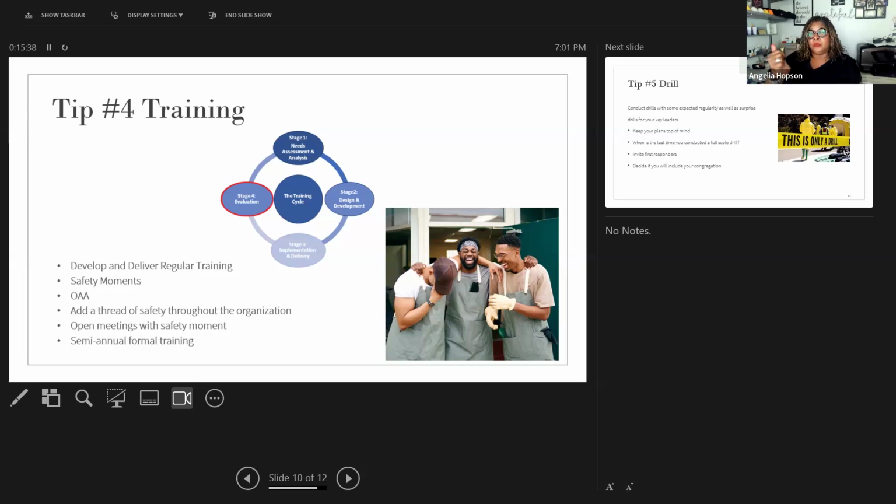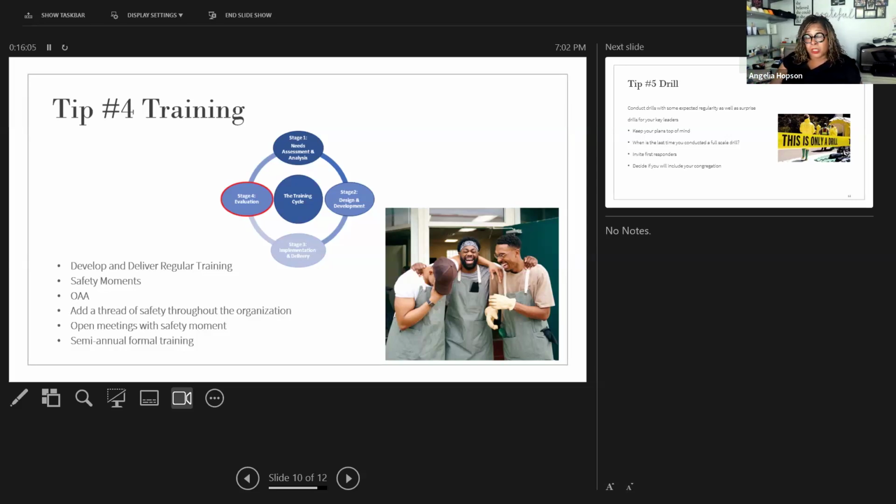So you show, teach, show, evaluate, teach, show, evaluate, essentially. It adds a thread of safety through the organization, which we talked about. You can also bring it to the staff side by opening meetings with a safety moment. So when they're going to have regular meetings Monday through Friday, start infusing them with safety topics that are important to them.